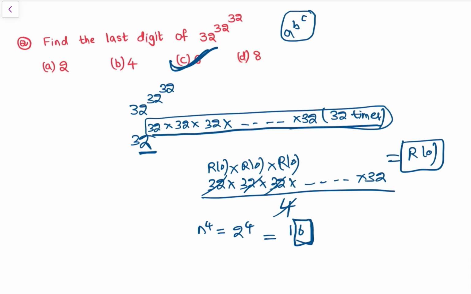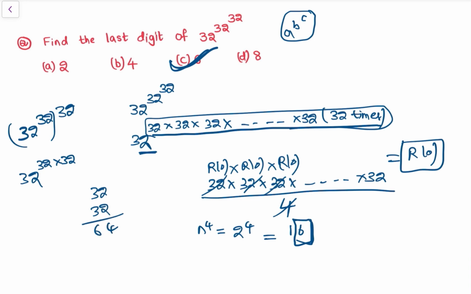Suppose instead of this expression it was 32 to the power 32 to the power 32. Then what would happen? That is 32 to the power 32 into 32. So 32 into 32 would be different. 2 2s are 4, 3 2s are 6, and 3 3s are 9. So 4, 12, 10, 1024. That is 32 to the power 1024.